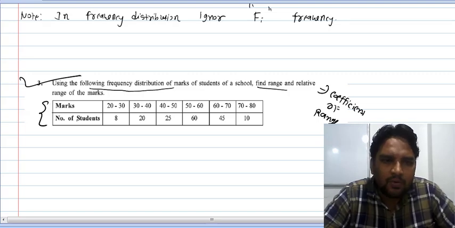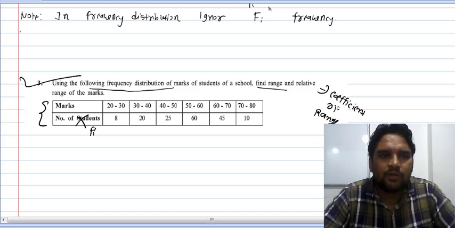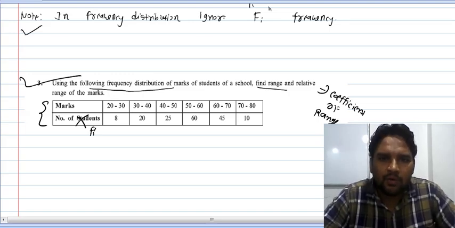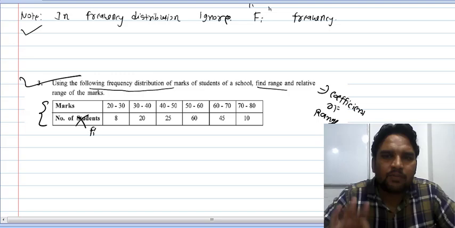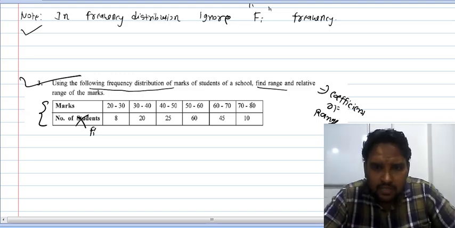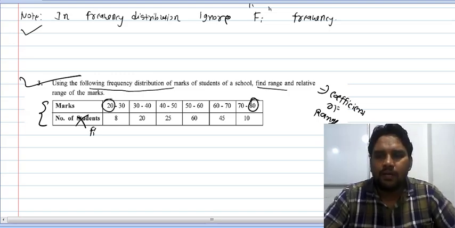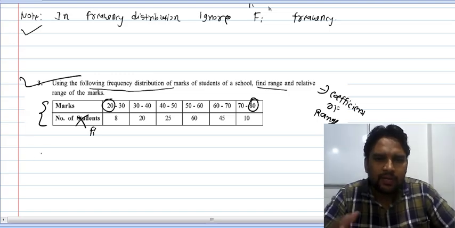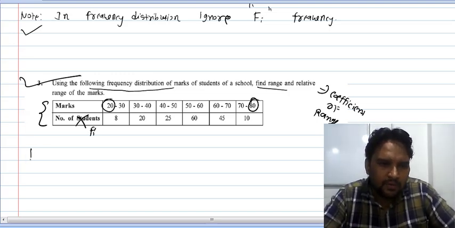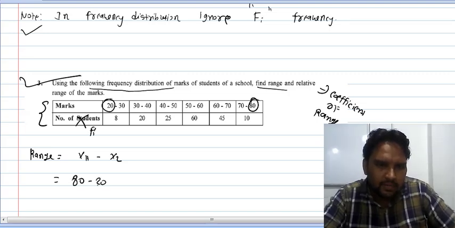So what did I say? Ignore frequency. That means we have to ignore frequency. I just made you write a note where you have to ignore what? Frequency. So here, what is the highest observation? 80. And what is the lowest observation? 20. Now write the formula, range equal to xh minus xl. So 80 minus 20, so 60.